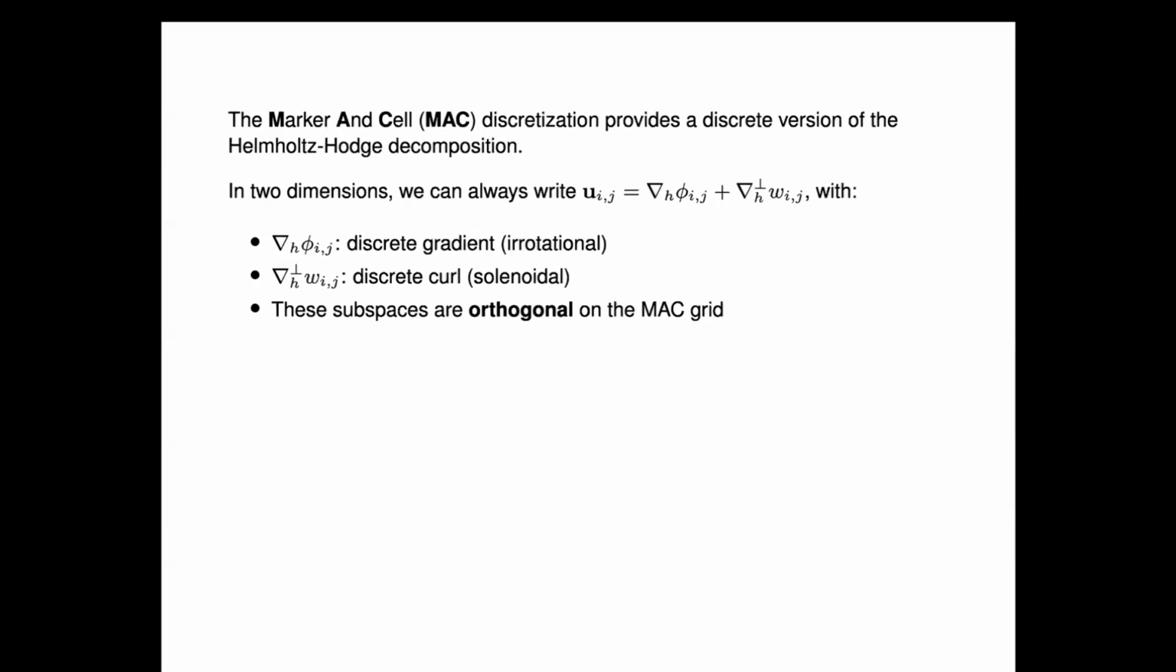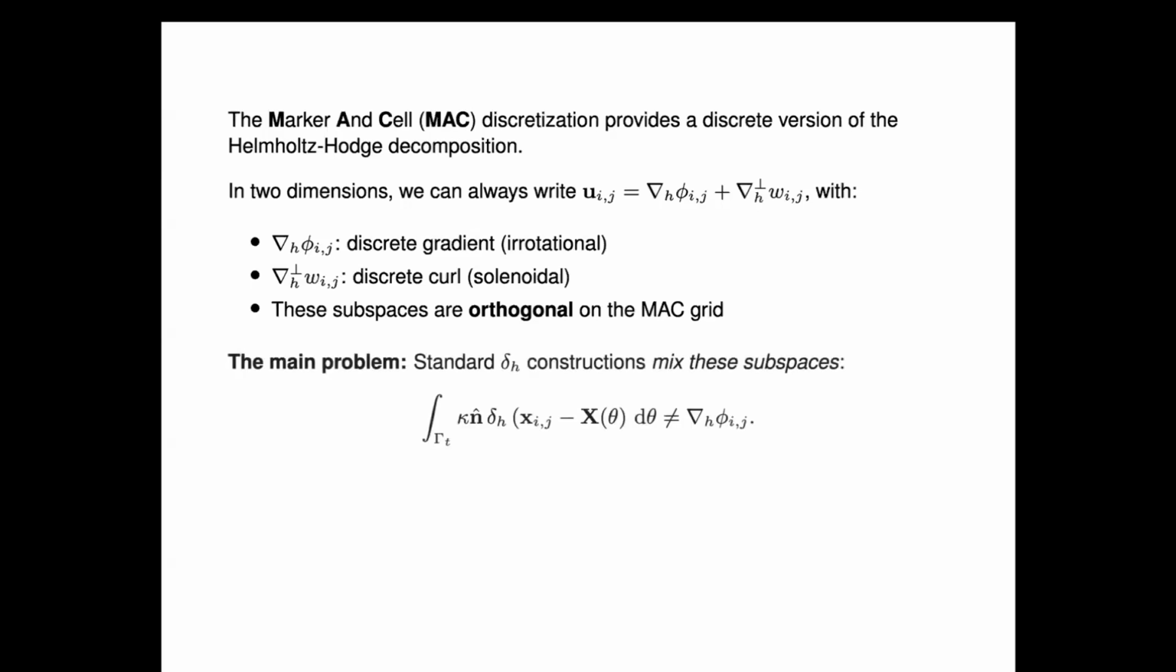It's called the marker and cell, MAC, discretization. Why it's called that is a little bit of a story that I'm not going to tell right now. But again, the main thing is that we can always write any velocity field on this MAC grid as a sum of a gradient and a perpendicular gradient.